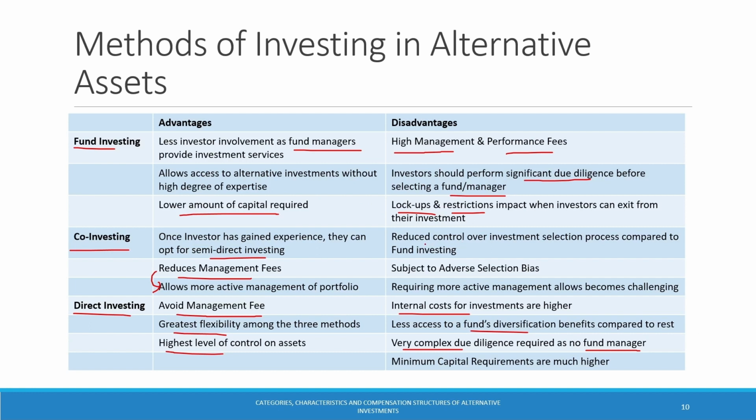But the other thing is you are reducing control over investment selection, because earlier a lot of the selection was being done at the fund level. Now the fund has selected it and you are just putting money next to the fund, so control is relatively less. There is adverse selection bias: the fund invested money there and you also invested there, but it is not necessary that what the fund invested in is the absolute best.